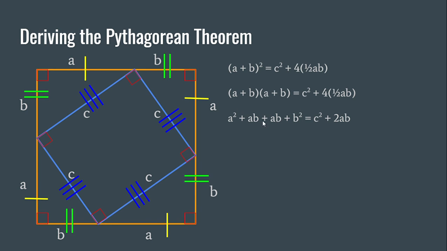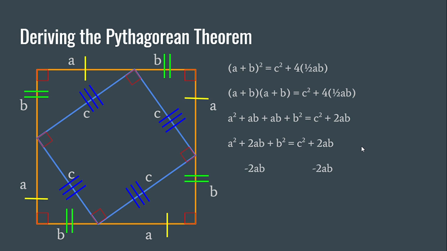Okay, now on this side, I got an AB here and an AB here, which makes them like terms. And if you're still iffy on like terms, check out my other video on like terms. That should also be coming up soon. And since they're like terms, I can combine them. So this will simplify to look something like this. Okay, I got 2 ABs here. Now I'm going to subtract 2AB from one side.